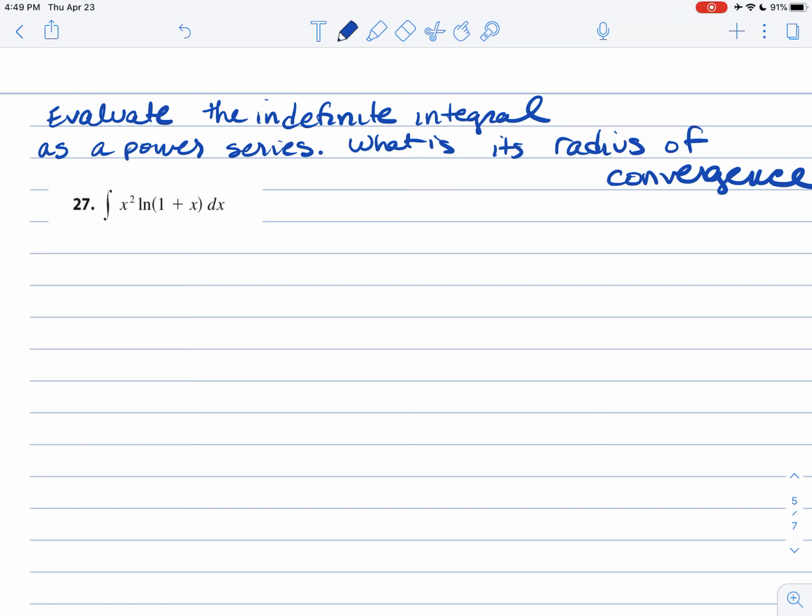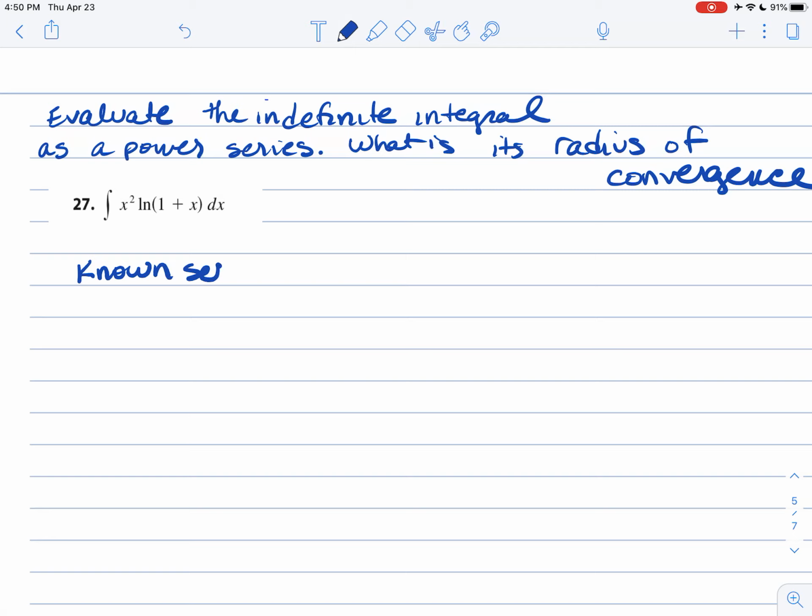Evaluate the indefinite integral as a power series. What is its radius of convergence? So we're looking at the integral of x squared times the ln of 1 plus x dx. And so what we first want to do is express that function as a power series and then integrate it term by term. And don't forget to add the arbitrary constant plus c.